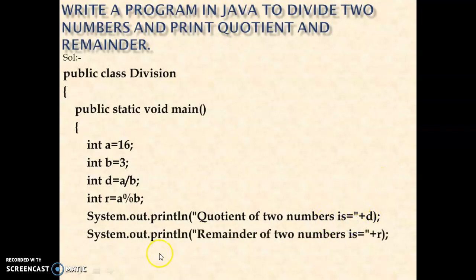Then in another line we have to print the remainder. Remainder of two numbers is equal to, close your quote, again give one plus sign, and in R we have the remainder, then semicolon. Then you have to close this bracket. First you close the main, and then you have to close the class. Then your program is totally ready. Then we will run this program in the Java screen.